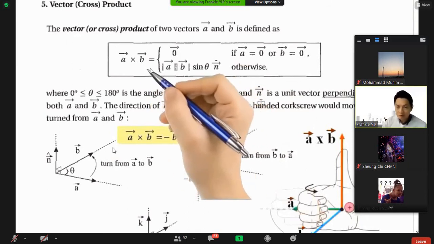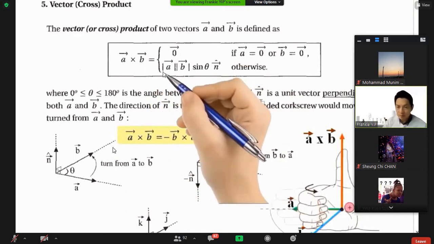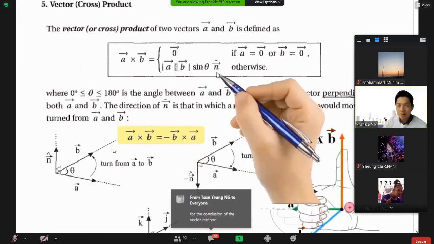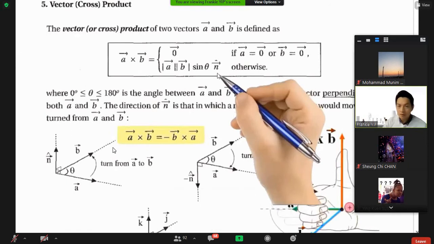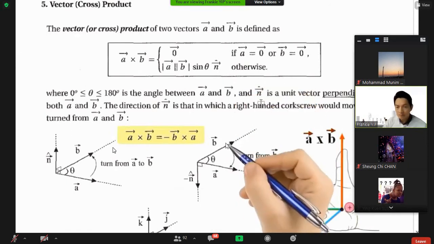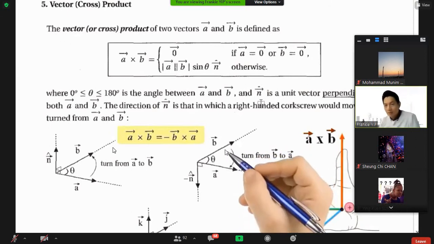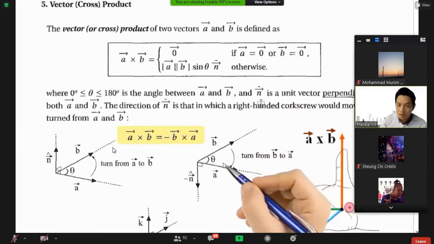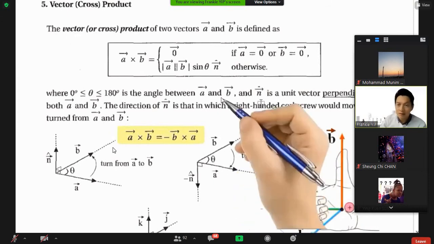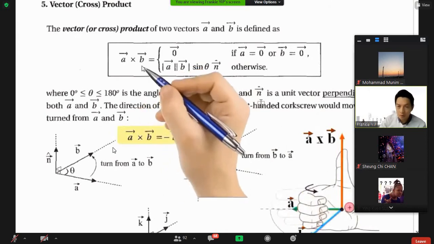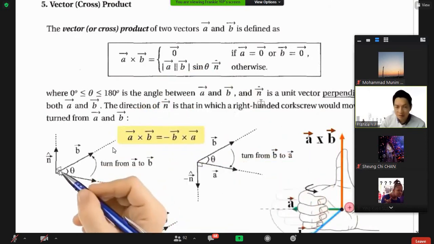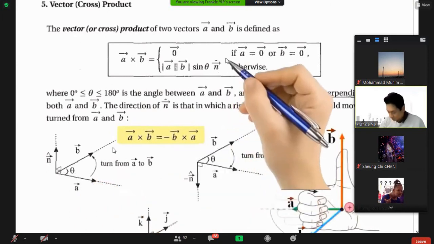Otherwise, after the cross product, it doesn't mean it becomes a scalar. It becomes another vector pointing to another direction. I can say that this new vector is perpendicular to A and B. But A and B need not be perpendicular to each other. Got it? But the resultant vector will be perpendicular to A and also perpendicular to B. Something like this, okay?